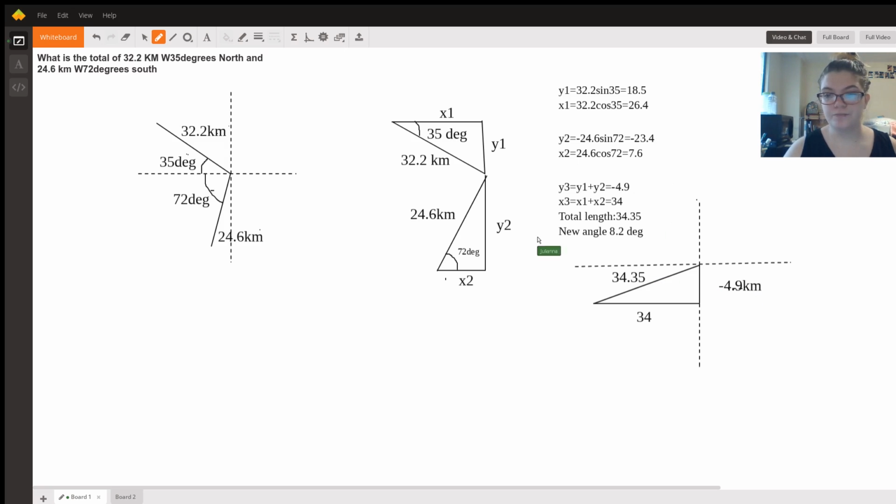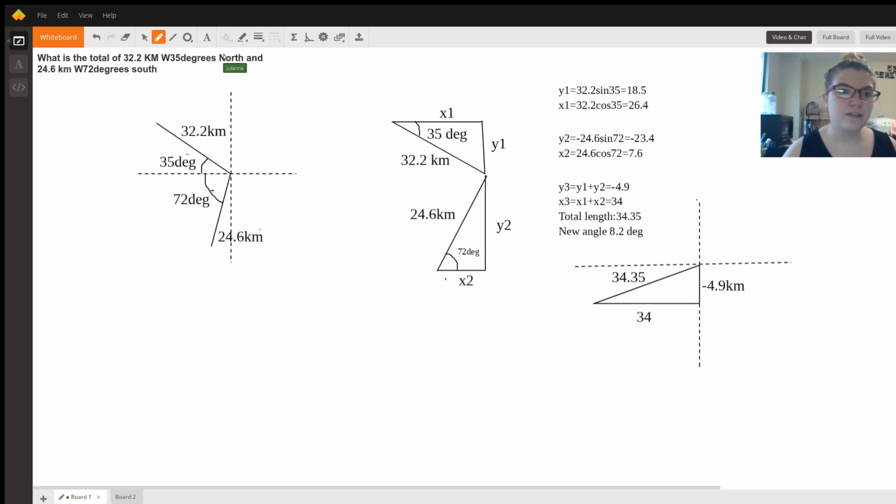And then your x1 plus x2 is 26.4 plus 7.6, which is 34. And to find this total length, you simply use the Pythagorean theorem. So you do x squared plus y squared equals the length squared, which when you do that, 4.9 squared plus 34 squared and take the square root, you get a length of 34.35.